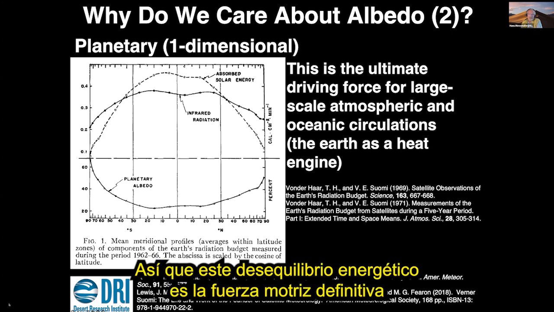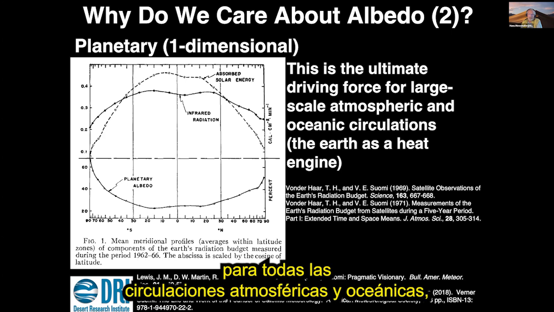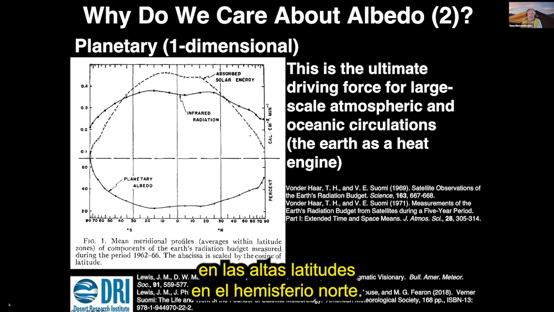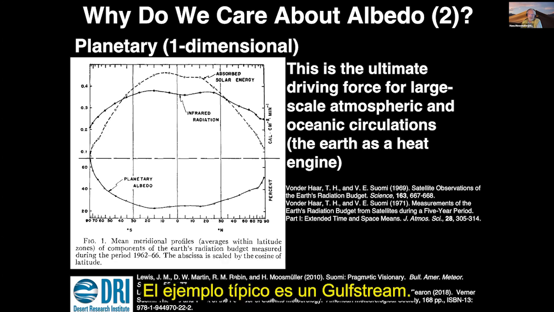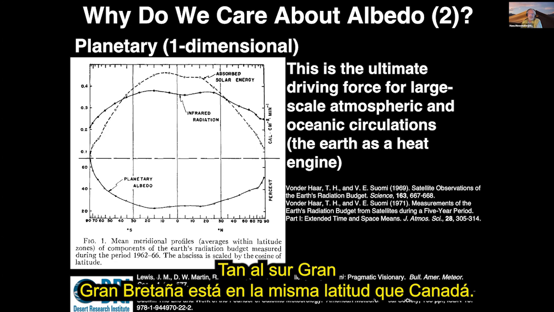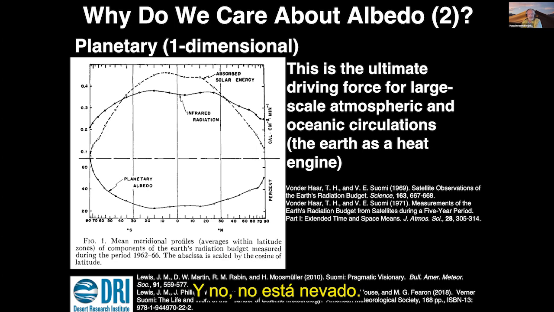This energy imbalance is the ultimate driving force for all large-scale atmospheric and oceanic circulations, which move energy from the low latitudes into the high latitudes. In the northern hemisphere, the typical example is the Gulf Stream. So southern Great Britain is at the same latitude as Canada, and no, it's not snowy, there are palm trees growing there.